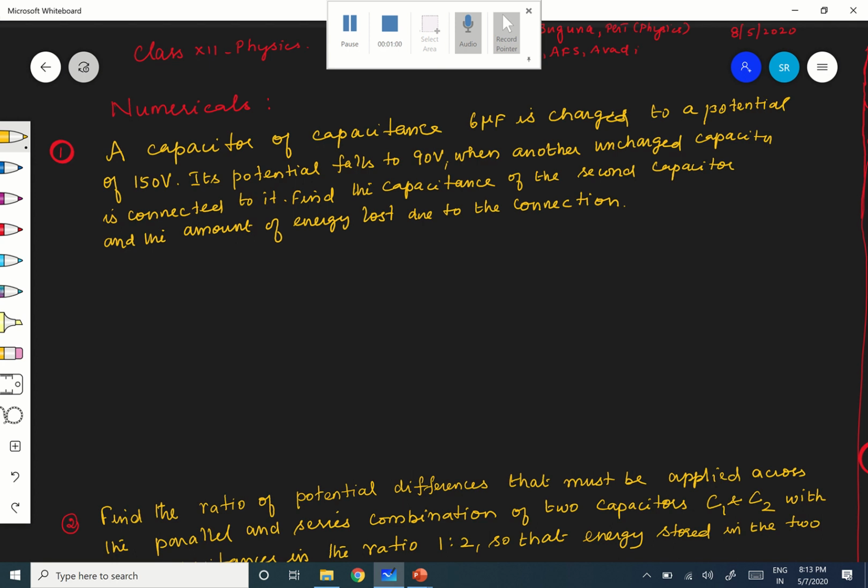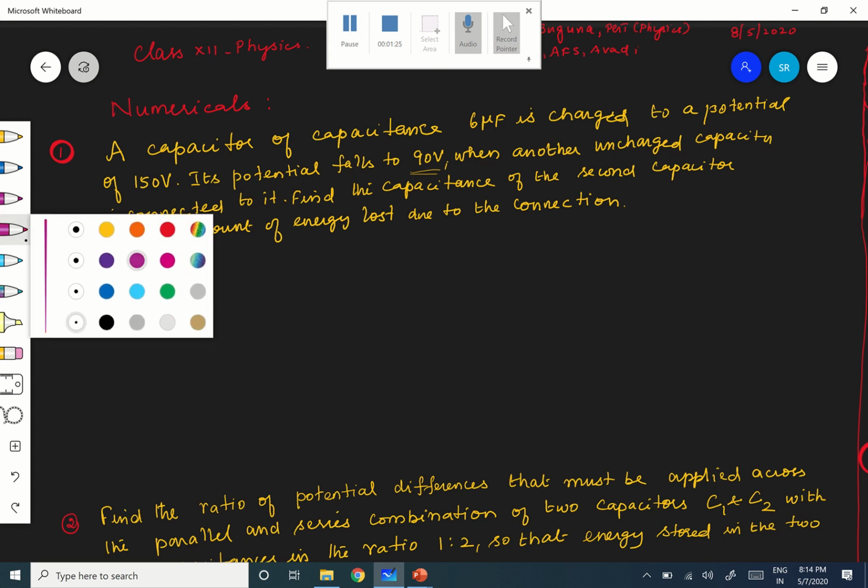Now you are asked to find out the capacitance. The common potential is given as 90 volts, and you are asked to find out the capacitance of the second capacitor and also the energy lost. The theory of energy lost we have seen already. Therefore, what are all the things given? You tell me. In the first capacitor, what is C1?